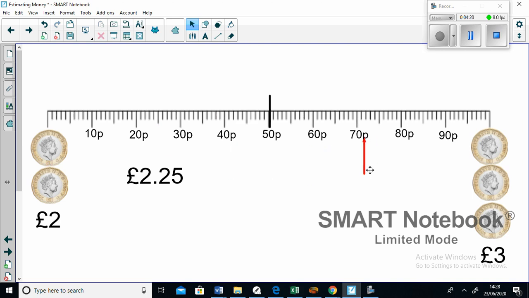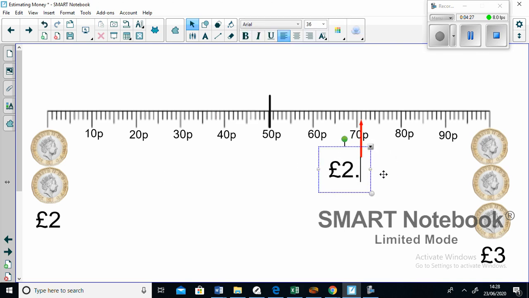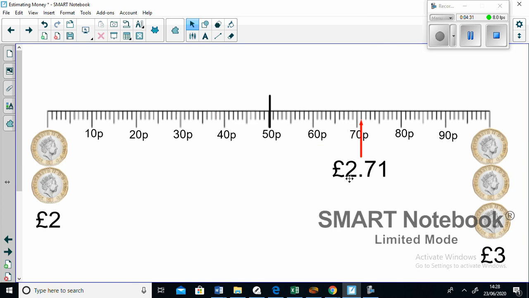Okay, let's have another look. £2.71. Ooh. £2.71. You just have to ask yourself that simple question. On which side of that halfway marker is it sitting? Is it closer to £3 or is it closer to £2? Hopefully this visual clue will show you it's definitely closer to £3.